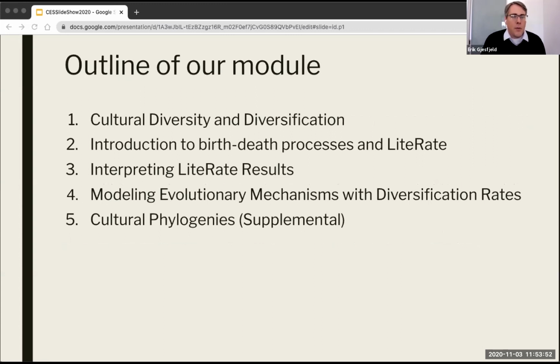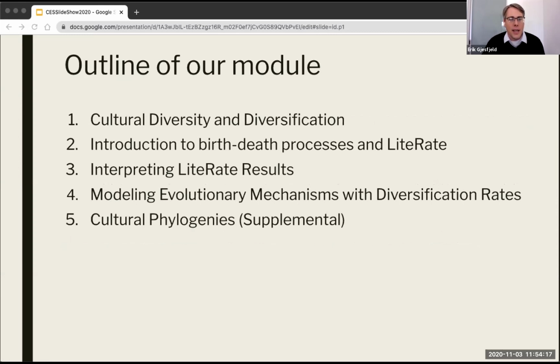Overall, our module is divided up into 5 different tutorials. The first really looks at the conceptual foundation of cultural diversity and how we think about patterns of cultural diversification. This is the section I'll talk about more specifically today, as I think it probably has the broadest appeal. The remaining tutorials then look more specifically at implementing the approach from a methodological perspective.